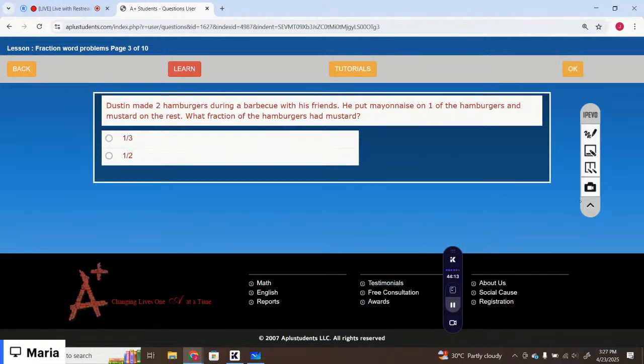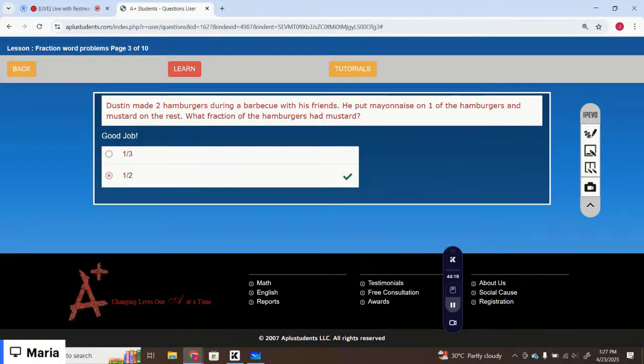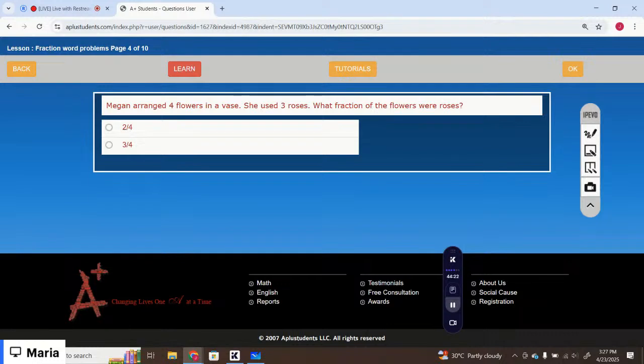That is 1 out of 2. Option number 2 is the correct option. 1 out of 2 meters. Megan arranged 4 flowers in a vase. She used 3 roses. What fraction of the flowers were roses? Which is the correct option?